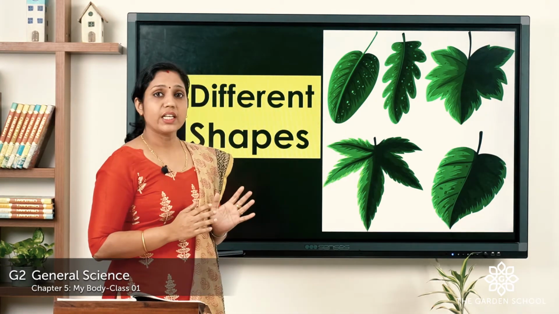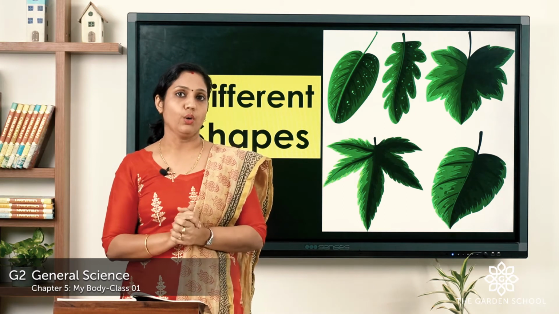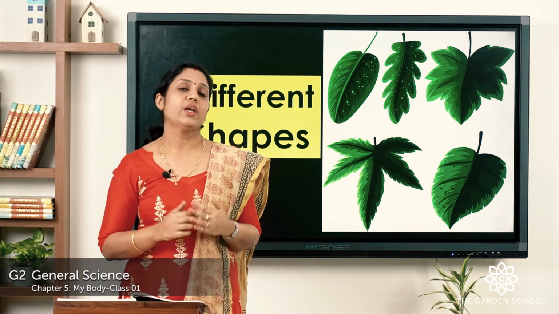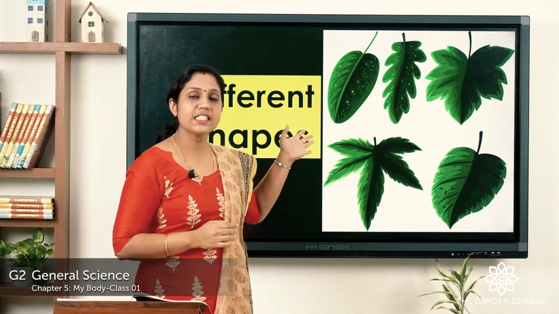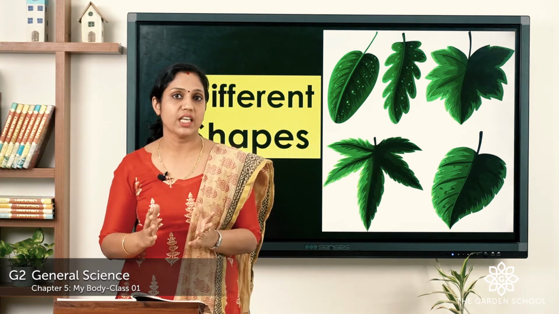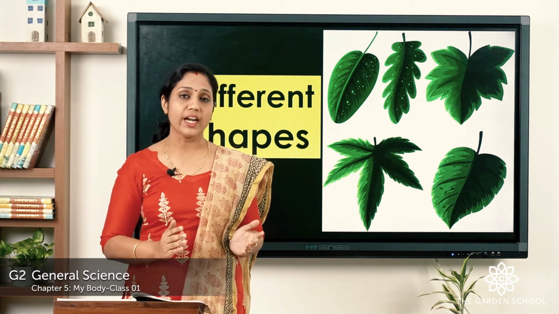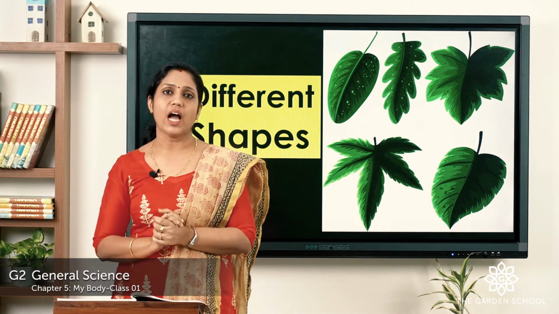In this picture, you can see different shapes of leaves. Are all the leaves same? No. How were you able to identify? With the help of your eyes, you can see that all these leaves are not same. They are different shapes. So our eyes help us to see, and also we are able to identify different colors, shapes and sizes with the help of our eyes.